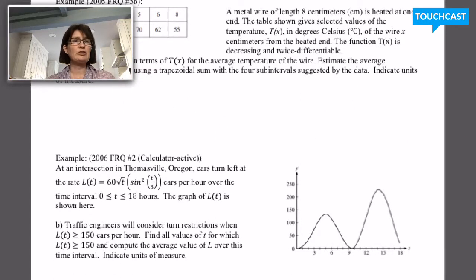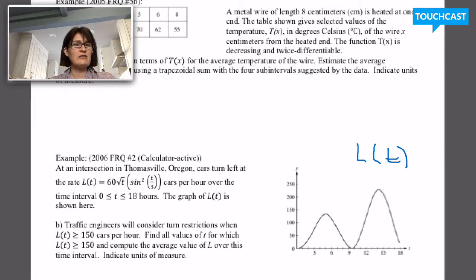All right, here's a cool problem to practice using the average value of a function. If we have some intersection in some city and we know a function for the rate at which cars turn left, and this is actually from a released AP exam. If we know that traffic engineers will consider a turn restriction, that means they're going to consider putting in a stoplight at this intersection if the rate at which cars turn left is more than 150 cars per hour. So Part B says, traffic engineers will consider turn restrictions when L of t is greater than or equal to 150 cars per hour. I didn't write it in here, but this is in fact a graph of L of t.